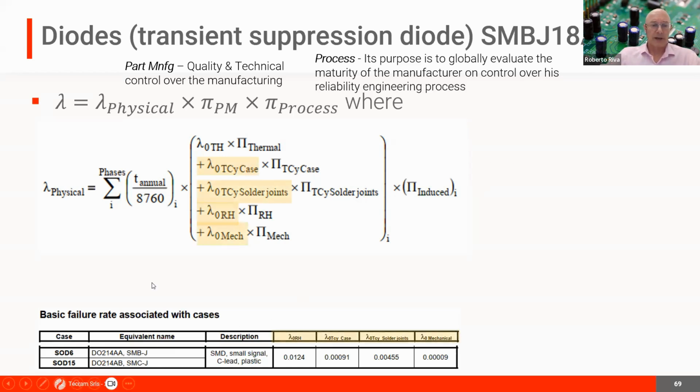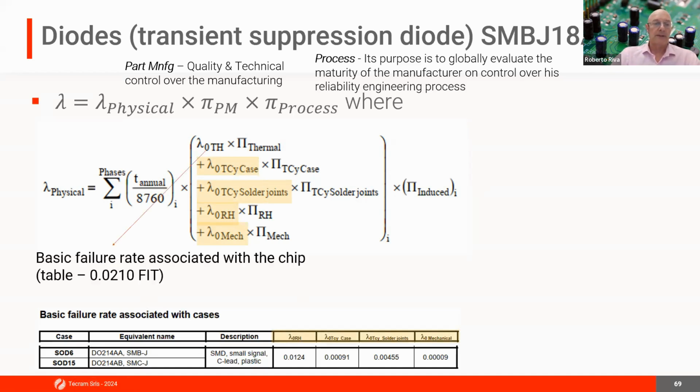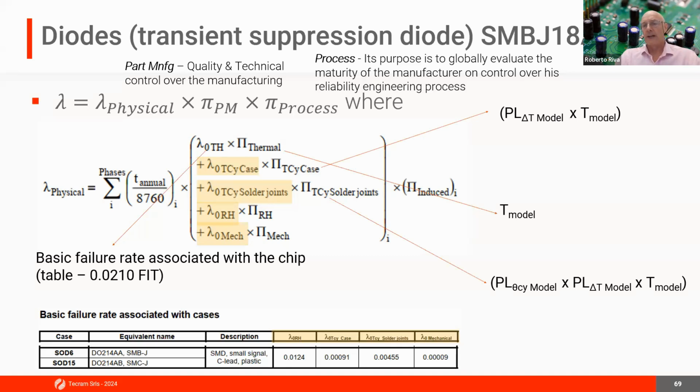So these values we selected for our diode SNBJ because we were trying to understand why things were just so wrong. These are the base values that we present here, the base starting point. Then we have the pi thermal, which is a temperature model, an Arrhenius model. Then the pi cycling case, which is a power law model on delta T and a temperature model. Then the pi cycling solder joint, which has 3 stresses: the power law on the length of the cycle, the power law on delta T, and an exponential or Arrhenius on a temperature model. Then the pi relative humidity, which is another power law and a temperature model. And lastly, the mechanical one, which is just a power law model.